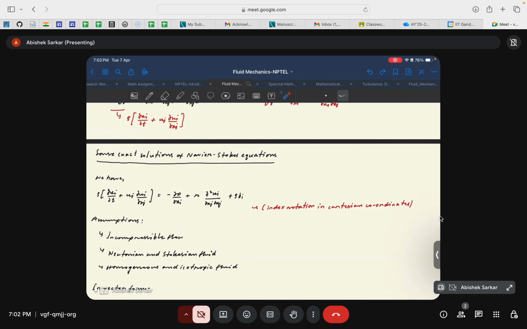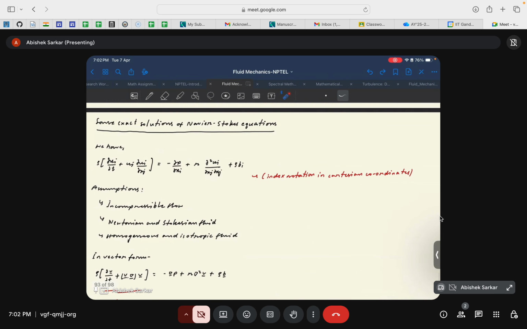Okay, so just to reiterate, these are the assumptions for this equation: the flow has to be incompressible, Newtonian and Stokesian fluid, and the fluid has to be homogeneous and isotropic. Given that we went through each and every step of the derivation in complete detail, now you know where the assumptions were made and how they modified or simplified the equation. So I think there should not be any doubt by now.